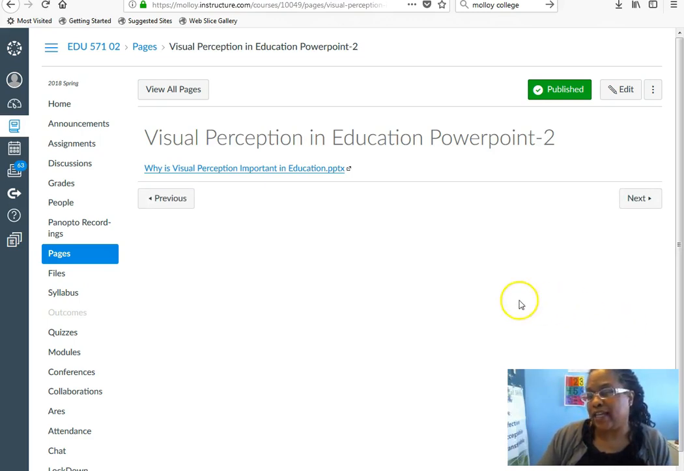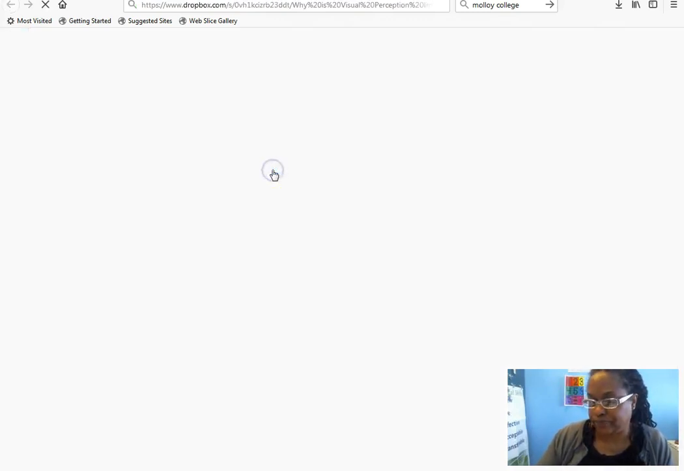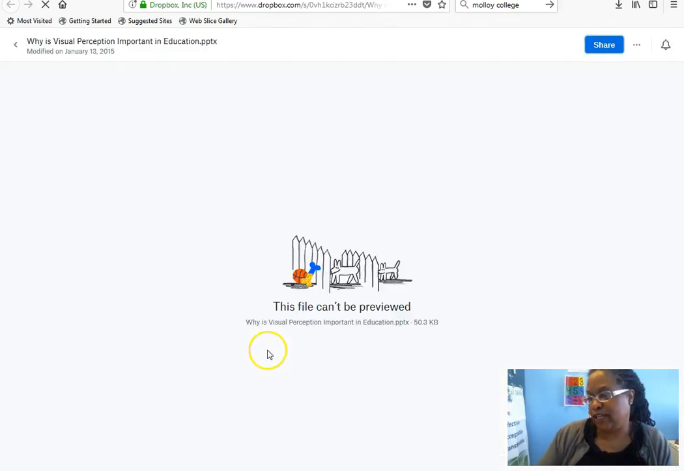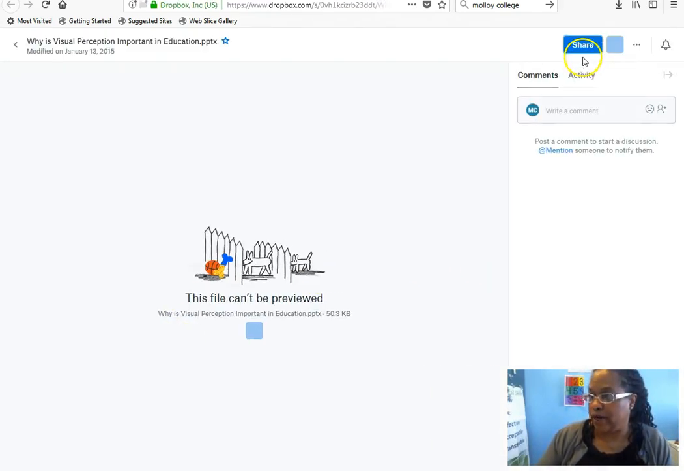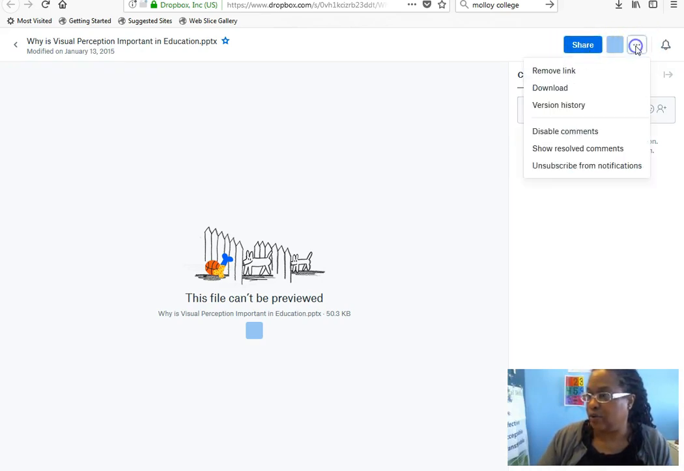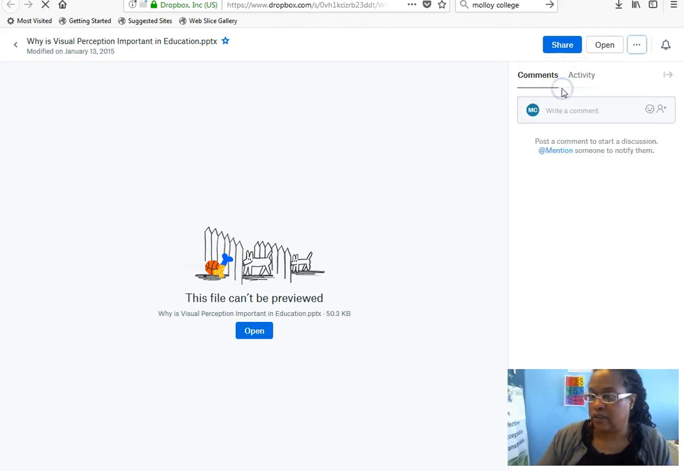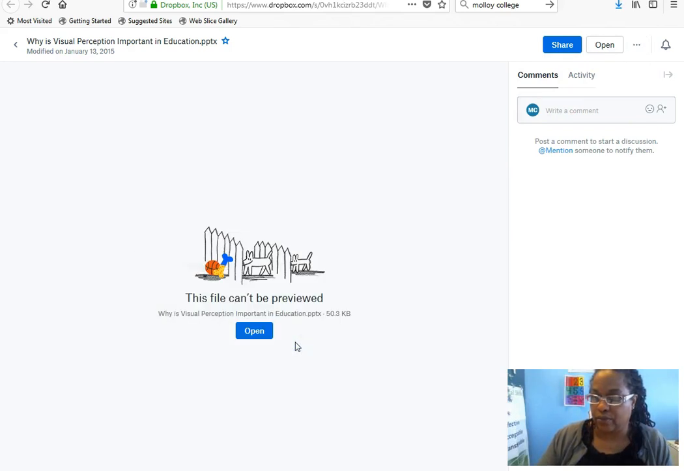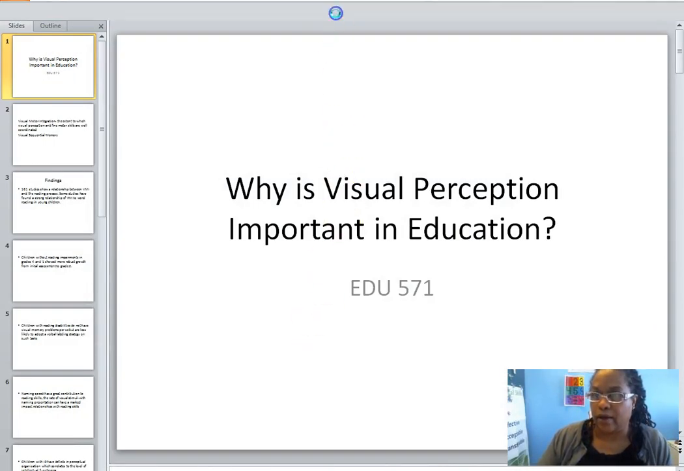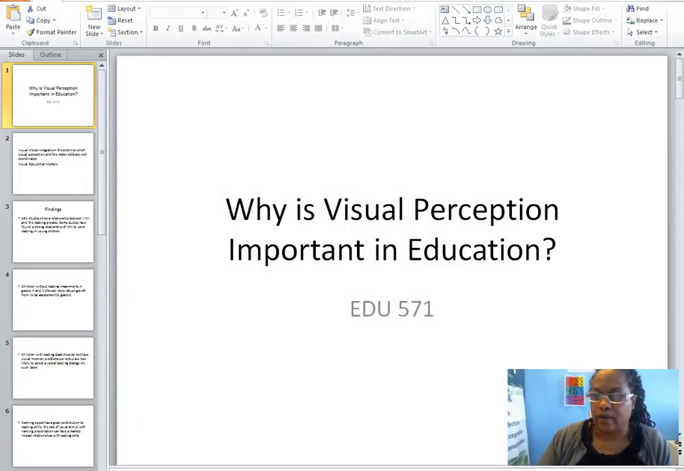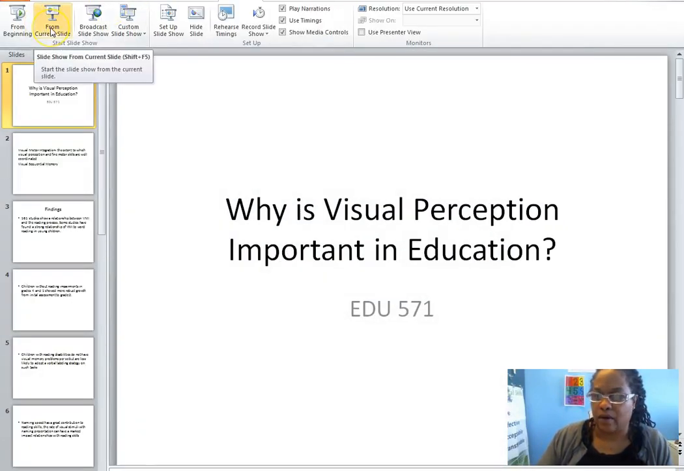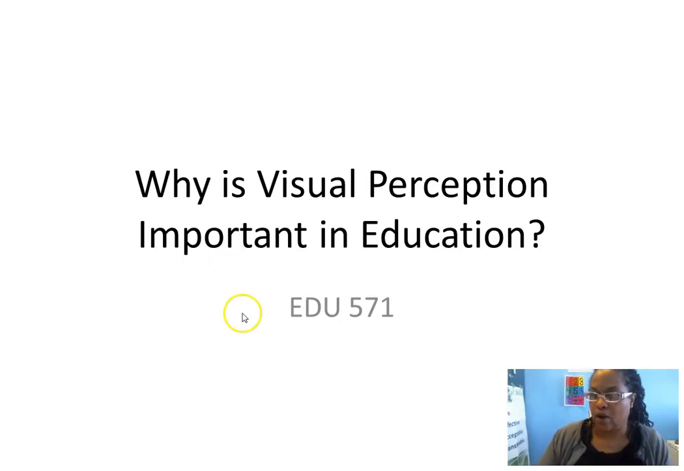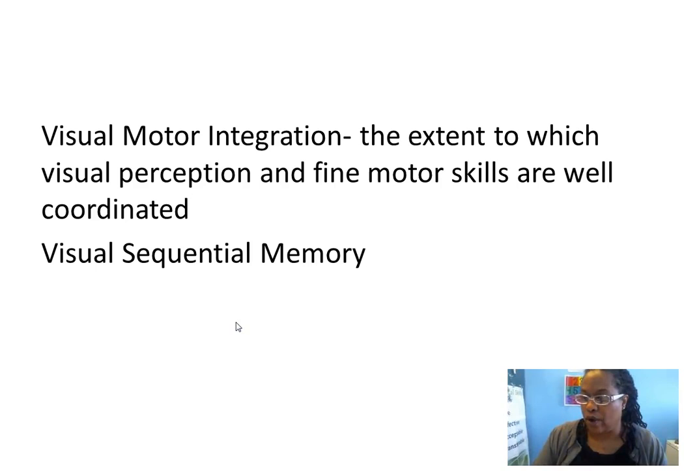Okay, so why is visual perception important? Visual perception is very important in education. Let me just see if I can download this and open it. Okay, let's open this. From current slide. Okay, so why is it important? Well, there are a couple of things that we need to know.